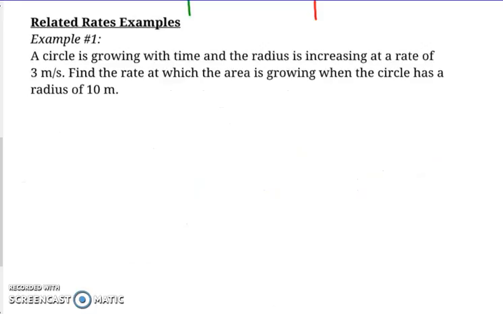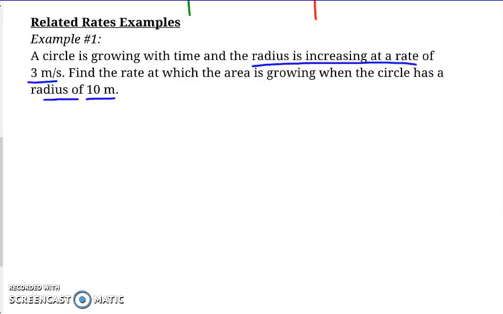Okay, so now we're going to look at an application problem. These are called related rates problems. You'll see why in a second. So this problem says a circle is growing with time and the radius is increasing at a rate of 3 meters per second. Find the rate at which the area is growing when the circle has a radius of 10 meters.